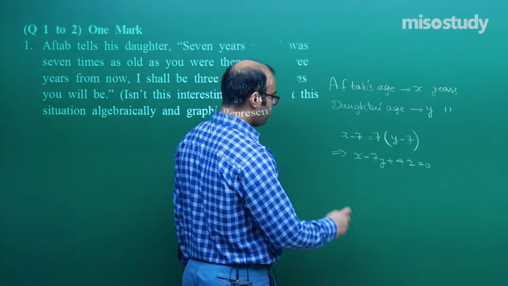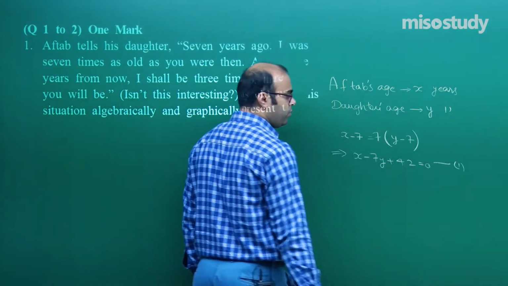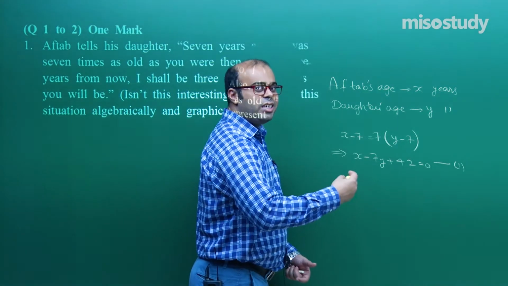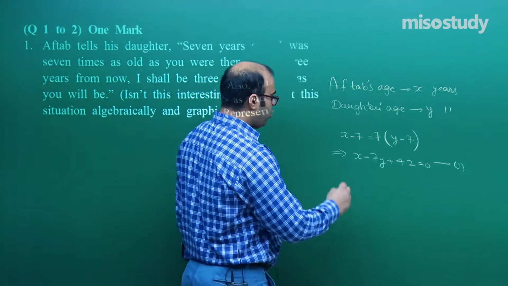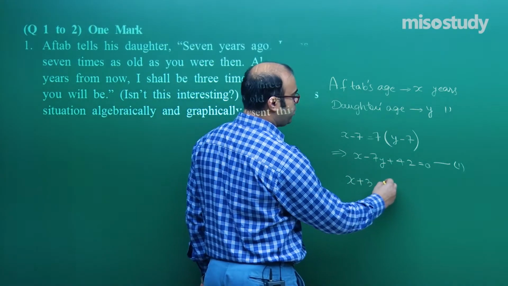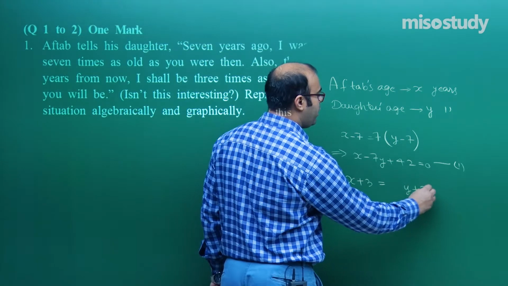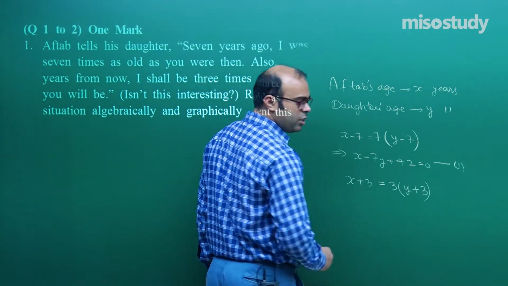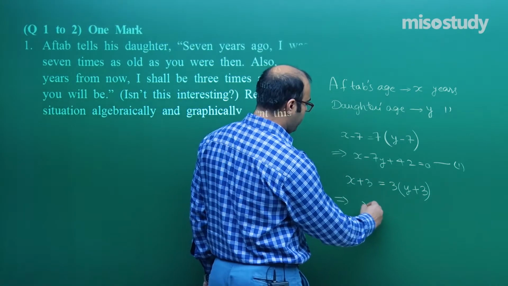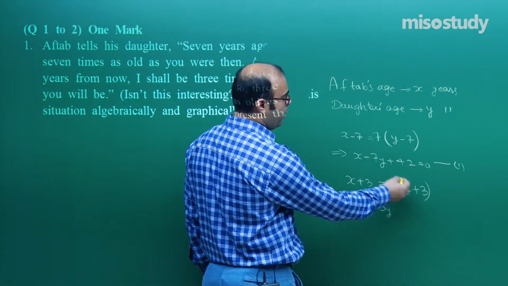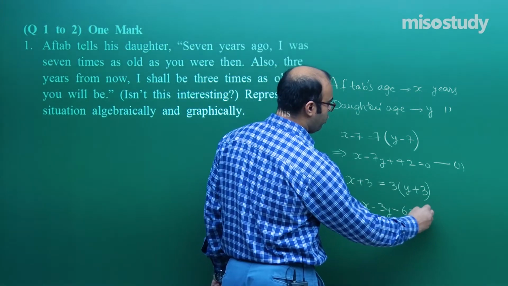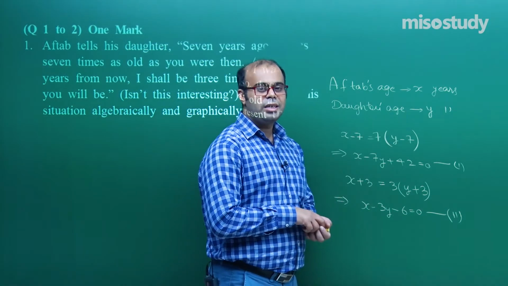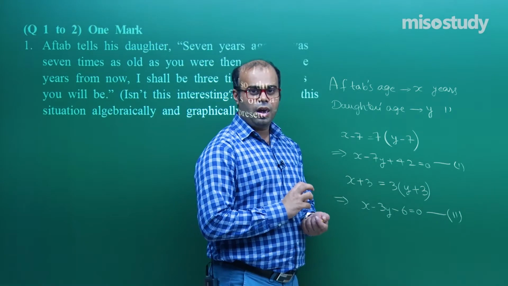Okay students, another statement which Aftab is saying, that 3 years from now he will be 3 times as old as his daughter. So x plus 3 will be the age of Aftab 3 years later, and y plus 3 will be the age of daughter 3 years later, and Aftab will be 3 times as old as his daughter. So this will give you x minus 3y, and this will become minus 9 plus 3, minus 6, equal to 0. This is the second equation. So these are the two equations which represent the situation described by Aftab.